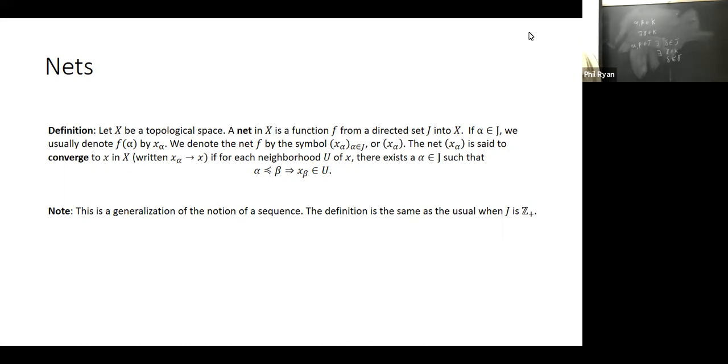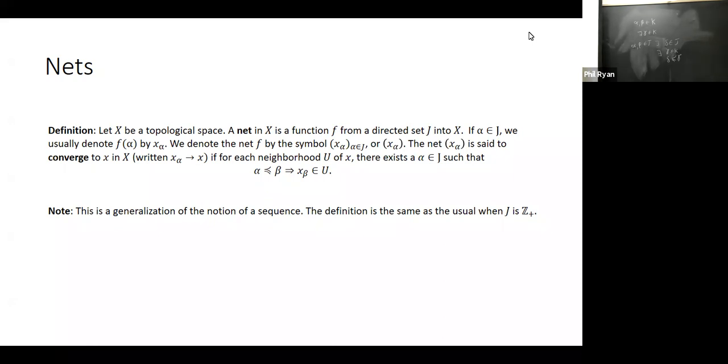Then, what does it mean to converge? A net converges to a point, and we write that with typical convergence notation, x_alpha goes to x, if for each neighborhood U of x, there exists an alpha in our directed set such that whenever beta is greater than or equal to alpha, x_beta is in that neighborhood.